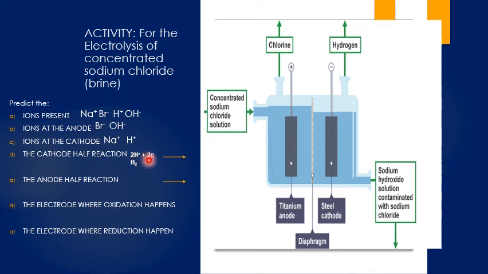The anode half reaction? We know that it's concentrated, so you have more bromine, which is what we just looked at. So it's going to be bromine minus 2 electrons gives us Br2, and notice we balanced it right away. So the electrode where oxidation happens is the anode, and the electrode where reduction happens is the cathode. Good job.